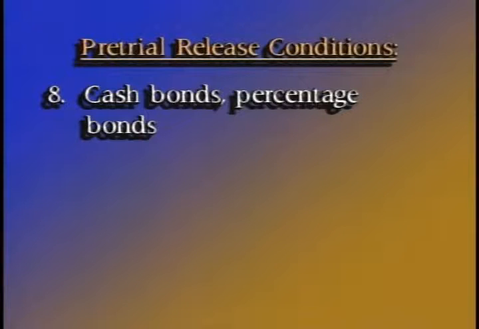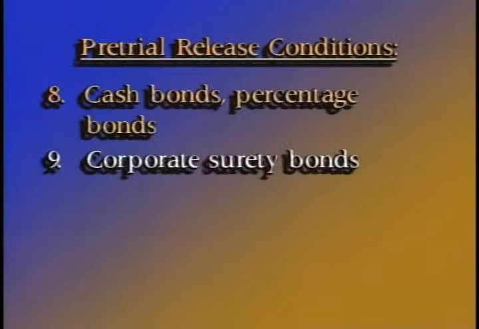Under the Bail Reform Act, a cash or percentage bond should not be set as a condition where the defendant is clearly unable to post a particular amount. If you take that route, you are avoiding your responsibility either to allow release on conditions that can be met or to order detention. Another release condition is the corporate surety bond.